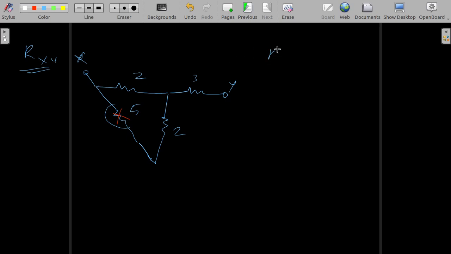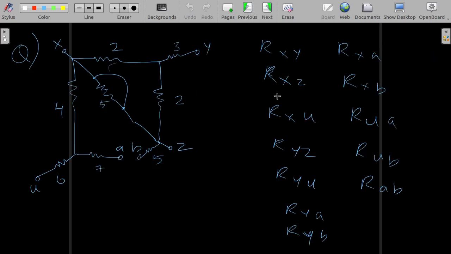So what is R_XY? R_XY is equal to 2 parallel 2, plus 3, which is equal to 4 ohm, right. 2 parallel 2 plus 3. So what is the next one we have to find? Let's do R_AB. We have done R_XY, and we are doing R_AB.